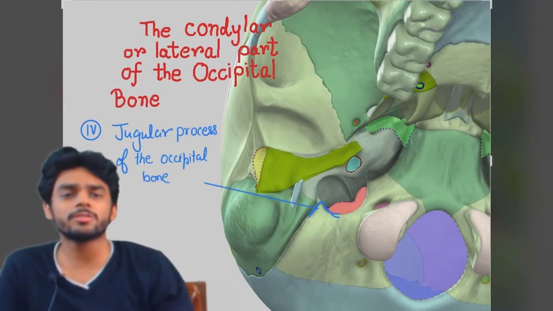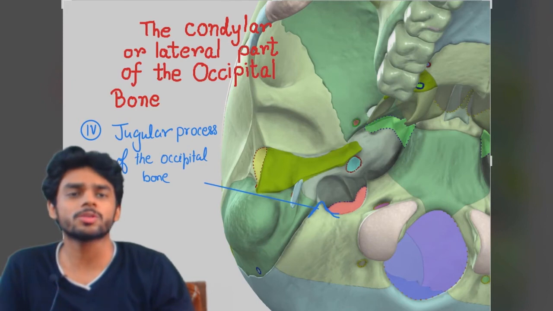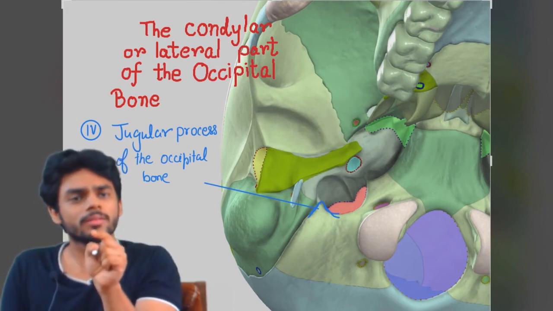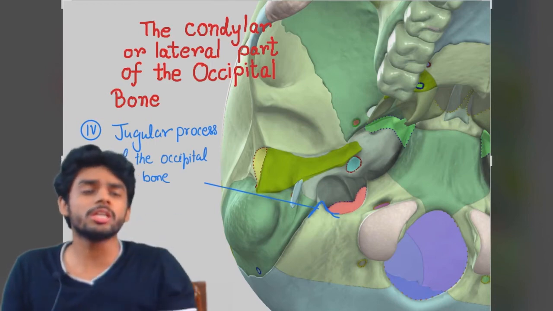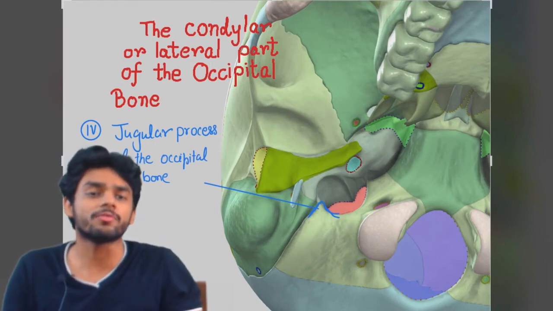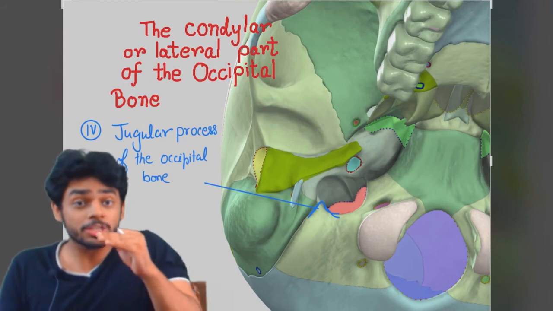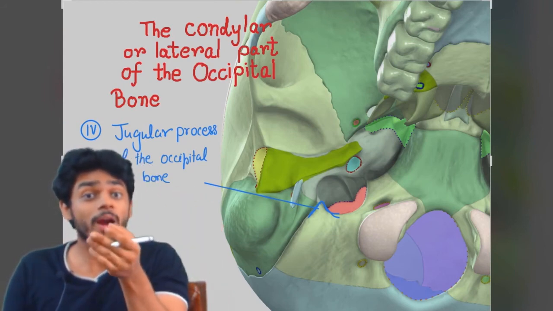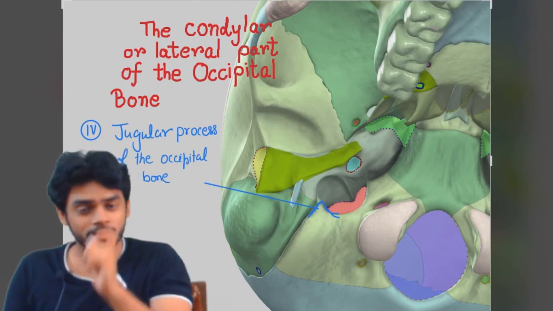Can you see the jugular process of the occipital bone, which lies lateral to the occipital condyle and forms the posterior boundary of the jugular foramen. The jugular foramen is present anterior to this jugular process, and the jugular process is a part of which bone? Occipital bone. This you have to know.